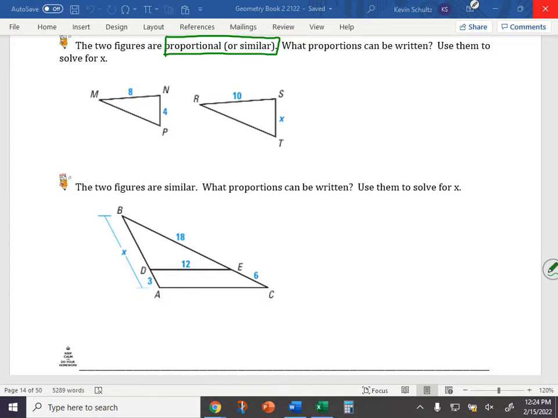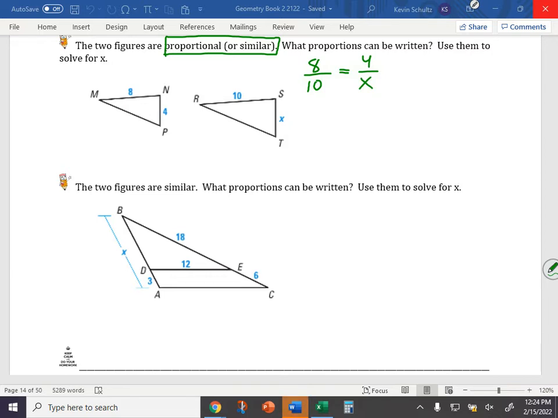All right. For example, if I start by setting my 8 over 10, kind of that horizontal side of each shape there, that corresponding sides, MN corresponds with RS, 8 over 10. What would the second half of this proportion be? Yeah, Drew. 4 over x. Right, 4 over x. Why couldn't I write x over 4?